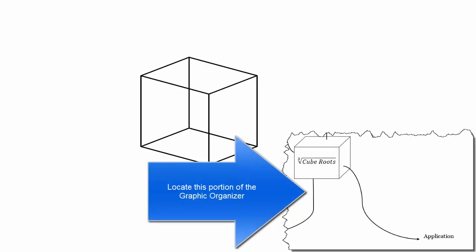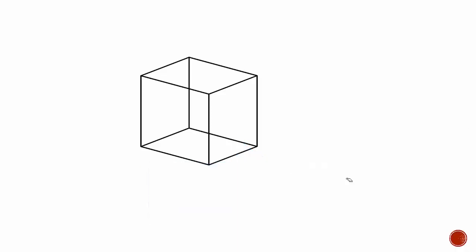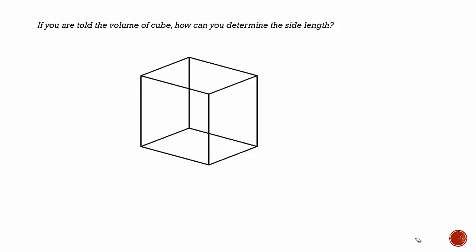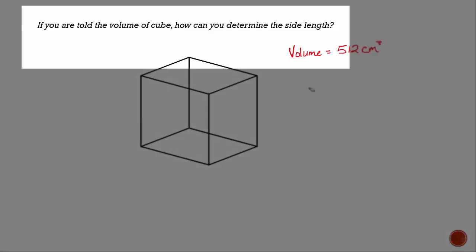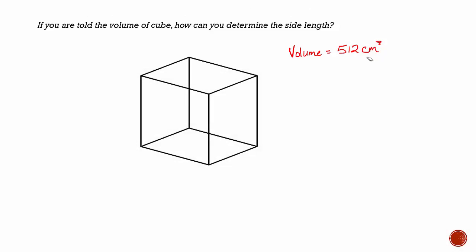So now let's look at a cube. Back to our essential question: if I told you the volume of a cube, could you tell me the length of one edge? So how could we do that? Let's say that we are given that the volume of this cube is 512 cubic centimeters.